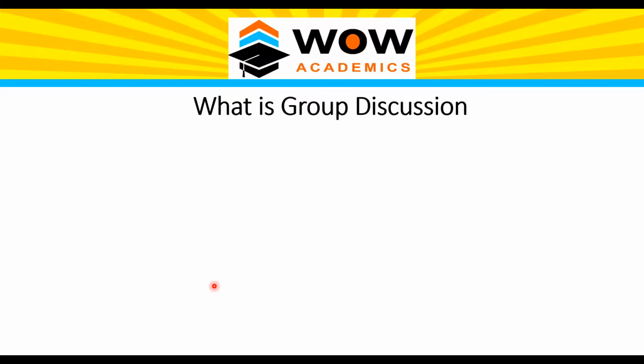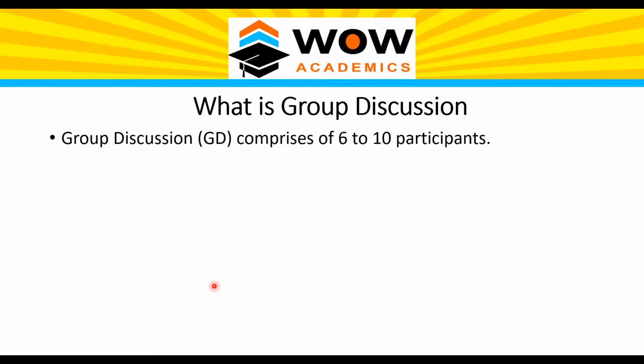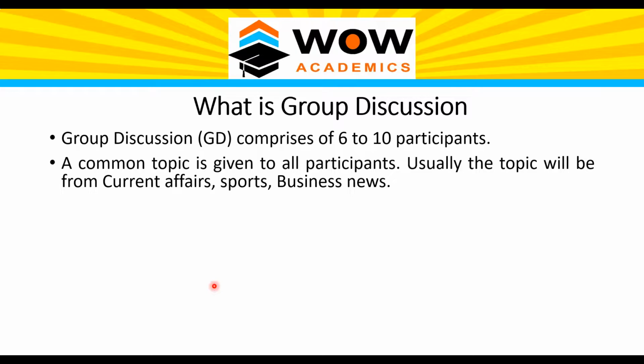So first, look at what a group discussion is. A group discussion comprises 6 to 10 participants, and a common topic is given to all participants. Usually the topic will be current affairs, sports, business, and things like that. So if you keep reading newspapers, you will be able to discuss well in a group discussion.